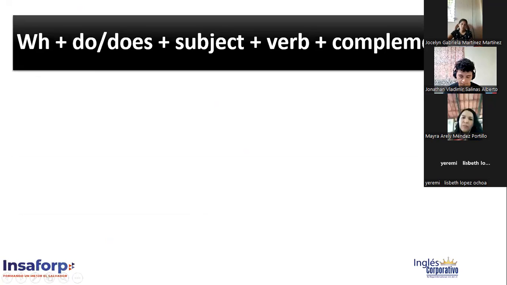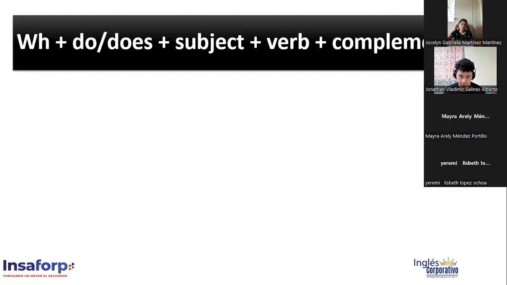And now let's review the structure for information questions or WH questions. We use the WH word. What are the WH words? What, why, when, who, exactly. When, who. Where.